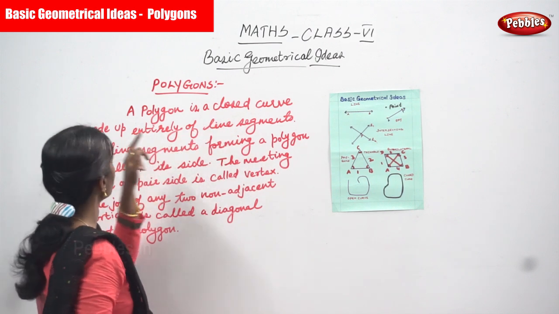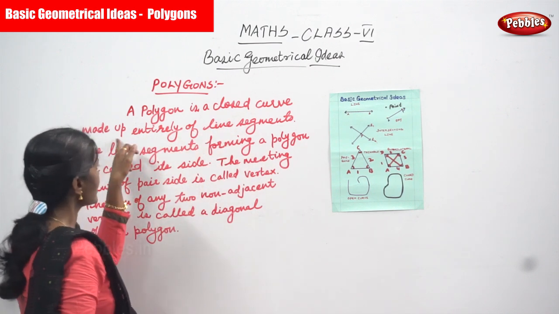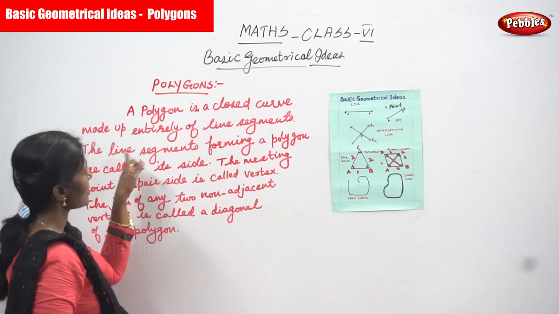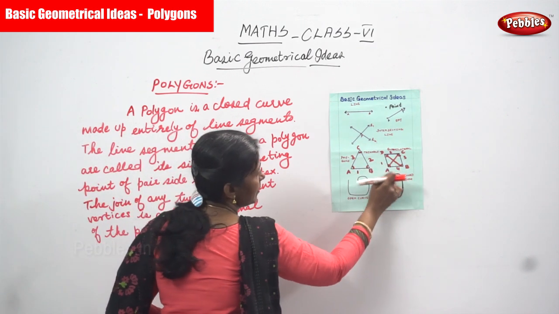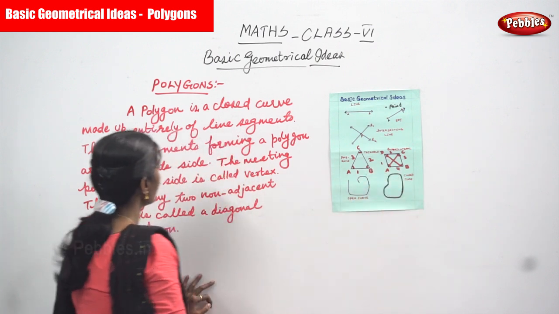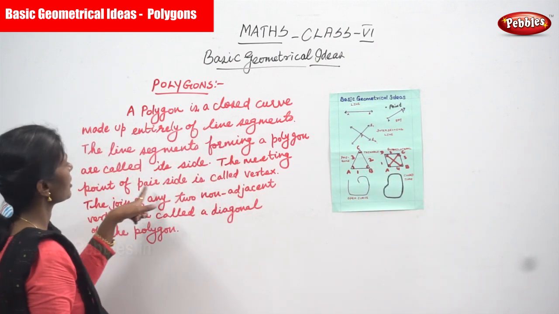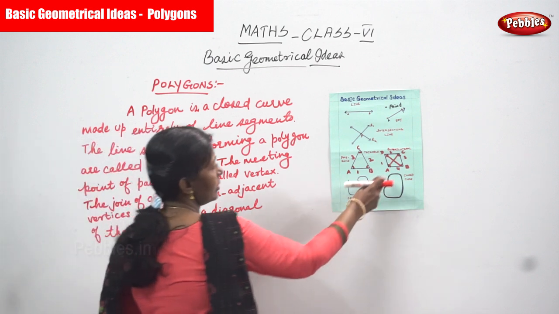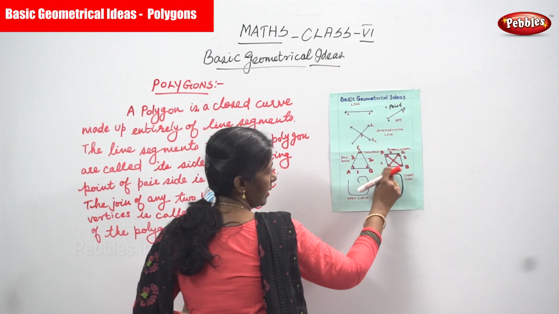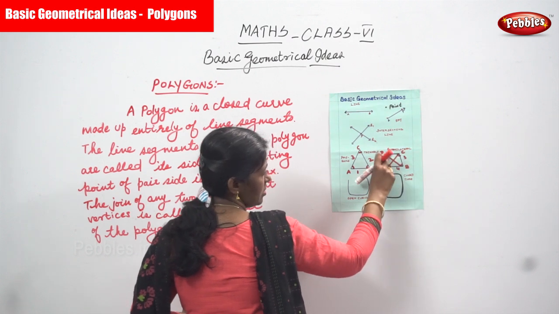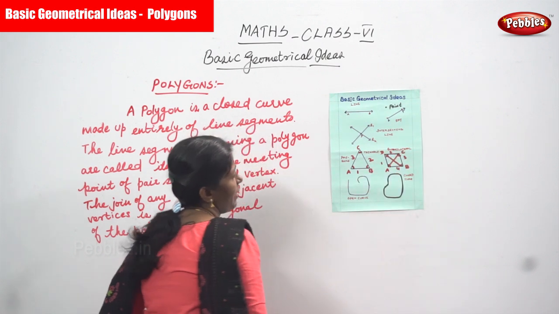A polygon is a closed curve made up entirely of line segments. The line segments form a polygon. Examples are the triangle and the quadrilateral. And the meeting point of a pair of sides is this edge and this edge.